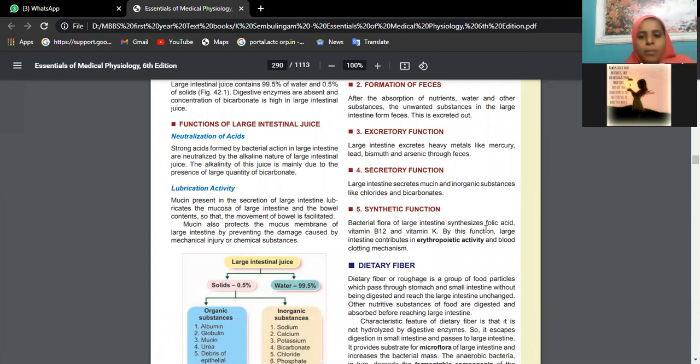Okay. So the bacterial flora which is present in the large intestine is very important because it synthesizes B complex vitamins like folic acid and B12 and vitamin K. Okay, because all these are very important for erythropoietic activity. First two are actually important for erythropoietic activity, and we know K is responsible for blood clotting mechanism. Okay, so this has come for 2 marks, functions of large intestine.